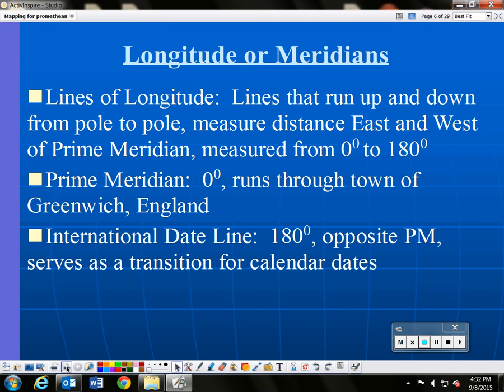Lines of longitude are also called meridians. They run up and down the globe from pole to pole. They measure distances east and west of the prime meridian, and they measure meridians from 0 degrees to 180 degrees. The prime meridian is found at 0 degrees, and you need to know that it runs through the town of Greenwich, England. The international dateline is found at 180 degrees, directly opposite the prime meridian, and it serves as a transition for calendar dates.